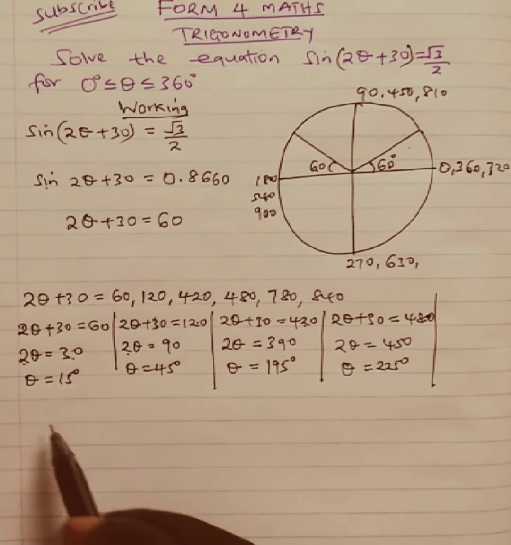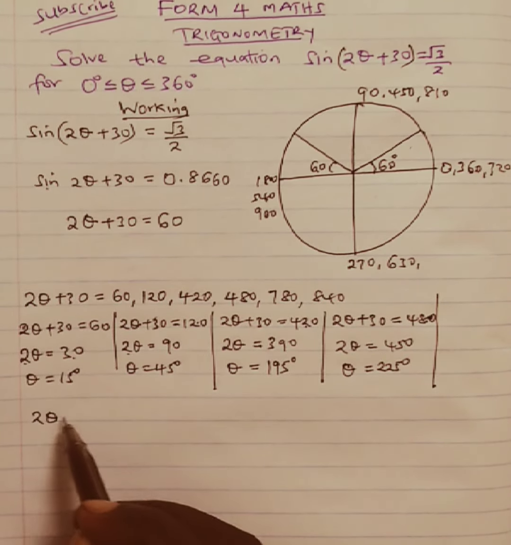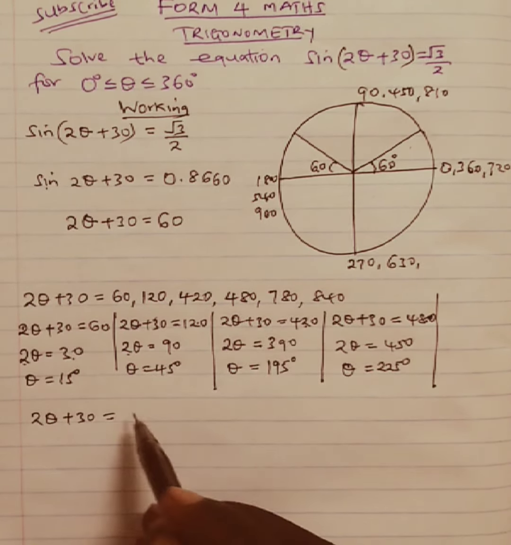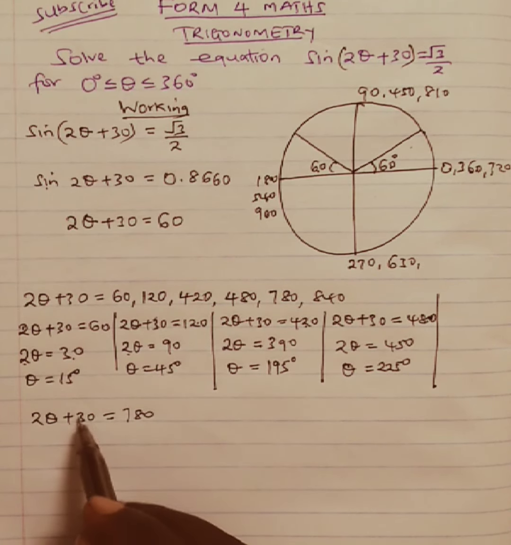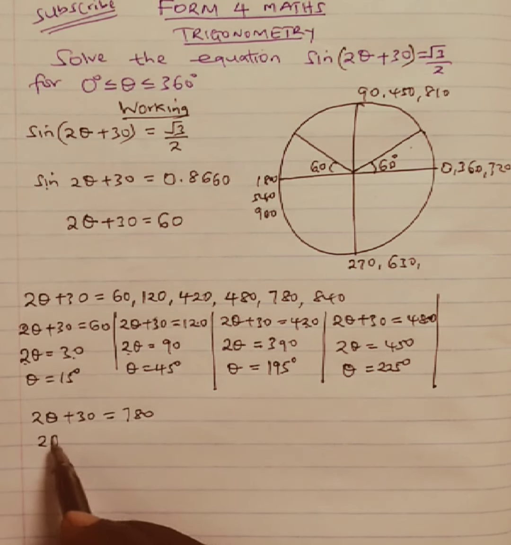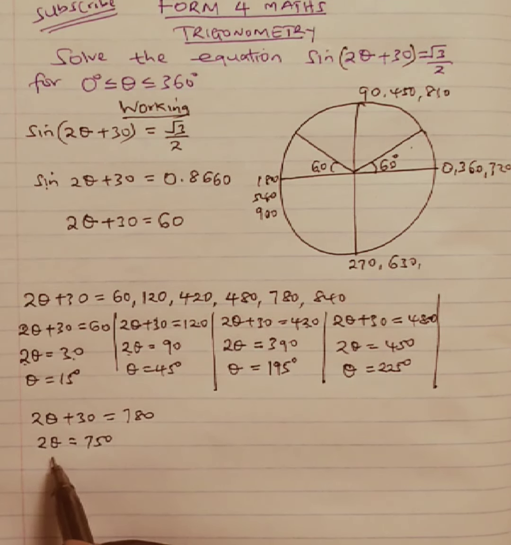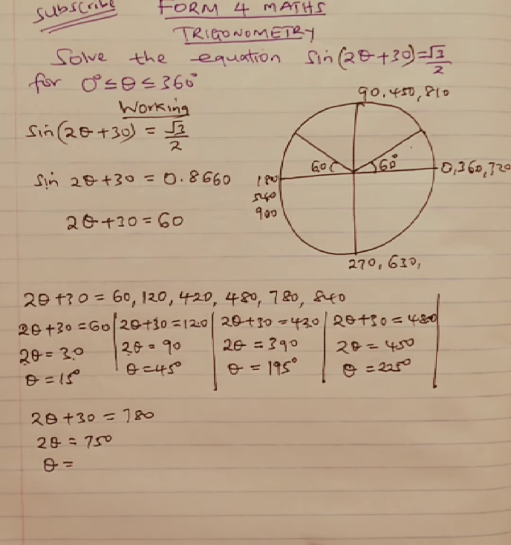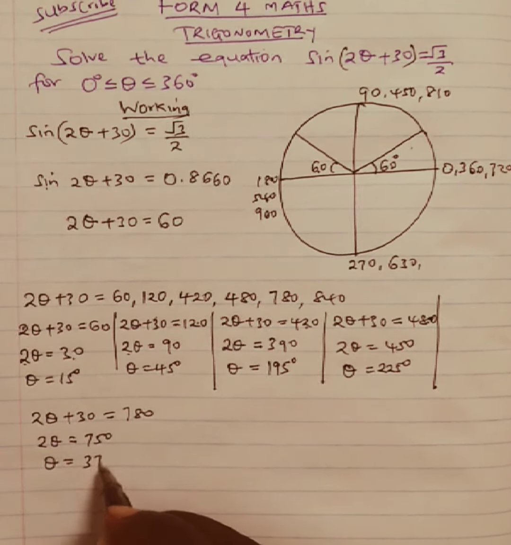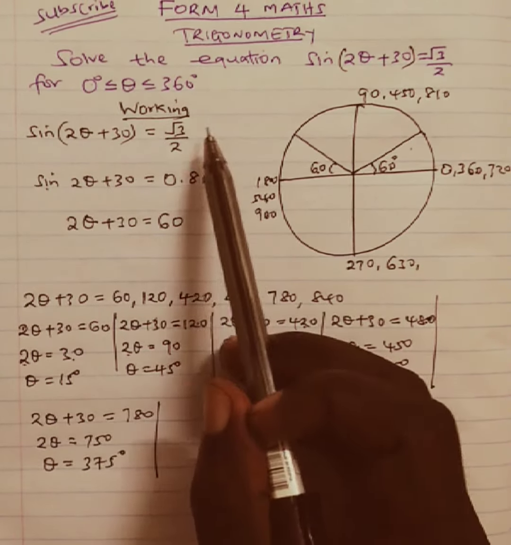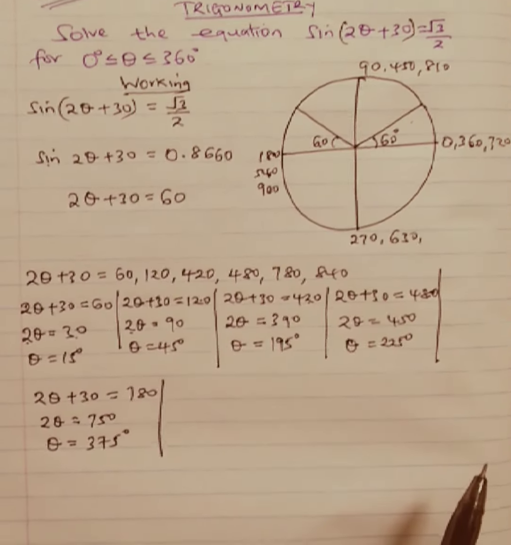And of course, we can move down where we have twice theta plus 30 degrees equal to 780. If you take 30 to the other side, twice theta is equal to 750. If you divide by 2 on both sides, theta is 750 divided by 2, which gives us 375. And you realize now 375 is above the range, and therefore we stop there.